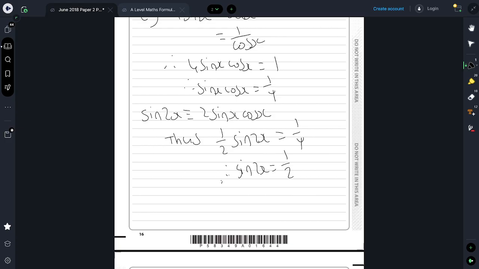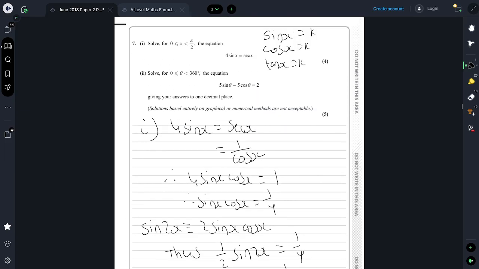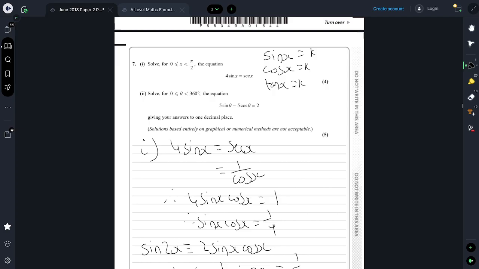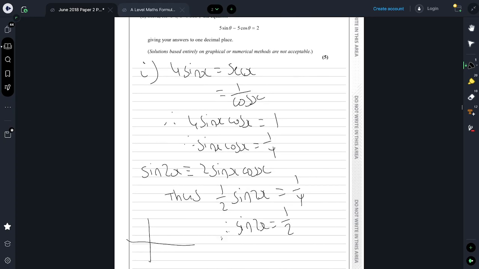Okay, but how do we solve this? Well, say for a sine x, and this is why it's really good and why you have to put it in one of these three forms, because we can solve it by the graph. We know what sin x, cos x, and tan x look like. We can easily spot where the graphs cross k, the constant.